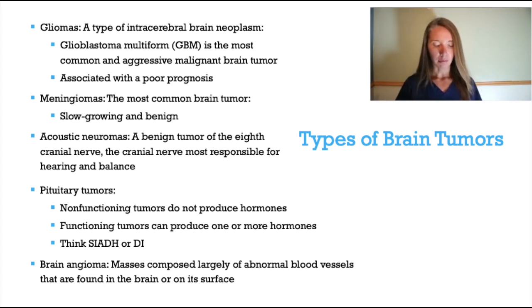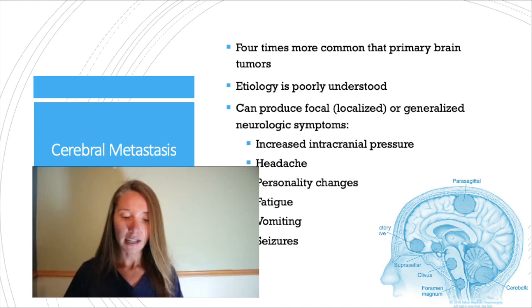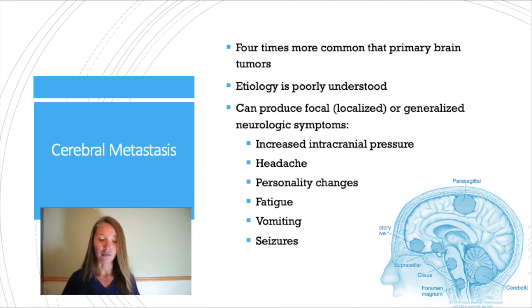And then we can also have what's called a brain angioma, which is a mass that's composed of a lot of blood vessels. And this could be particularly dangerous if the patient were to have some type of traumatic brain event, like a blunt force trauma or something like that, that would burst those blood vessels. And then we have an active bleed. So like we said, cerebral metastasis is very, very common in patients that already have some type of cancer in another part of the body.